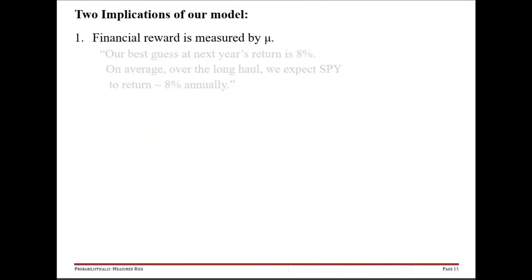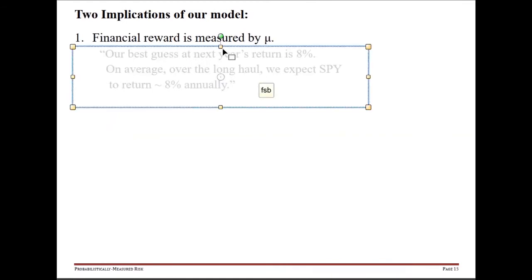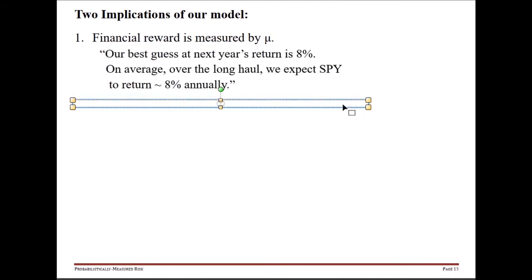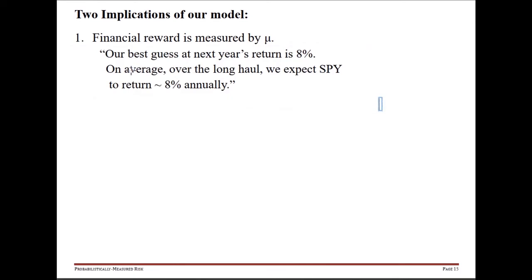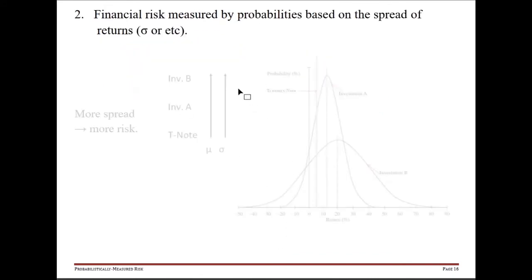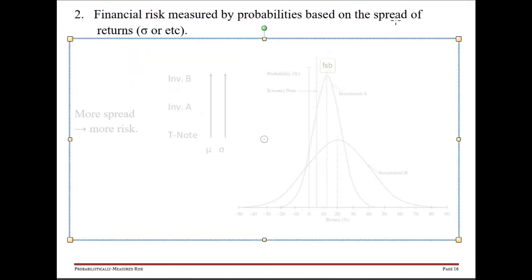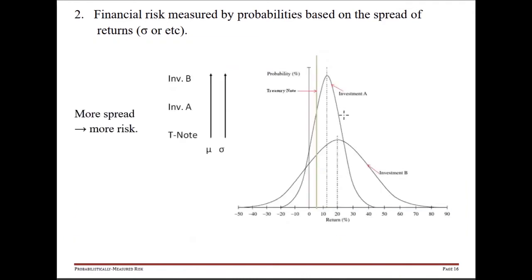So the two big implications of this is that we're measuring reward by expected value still here. We're saying we characterize reward by, on average, over the long haul, we expect the spiders to return about 8% annually. But now we're also, very importantly, talking about risk, and risk is always going to be measured in some way by the spread of that distribution here, okay?